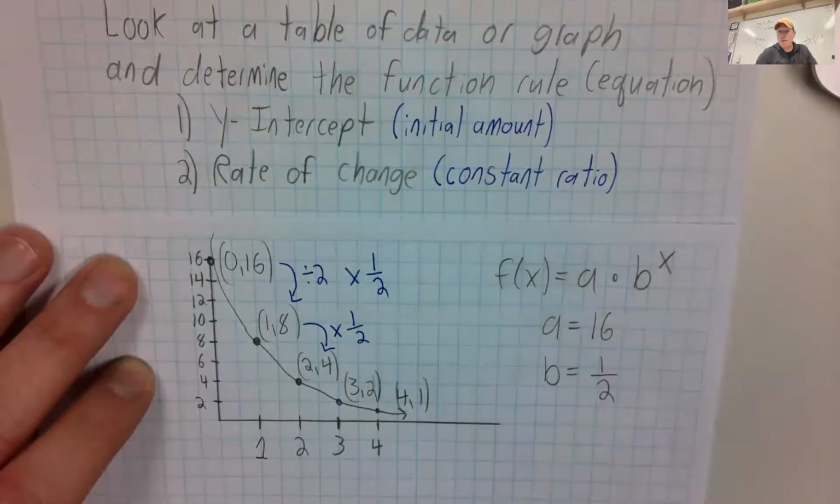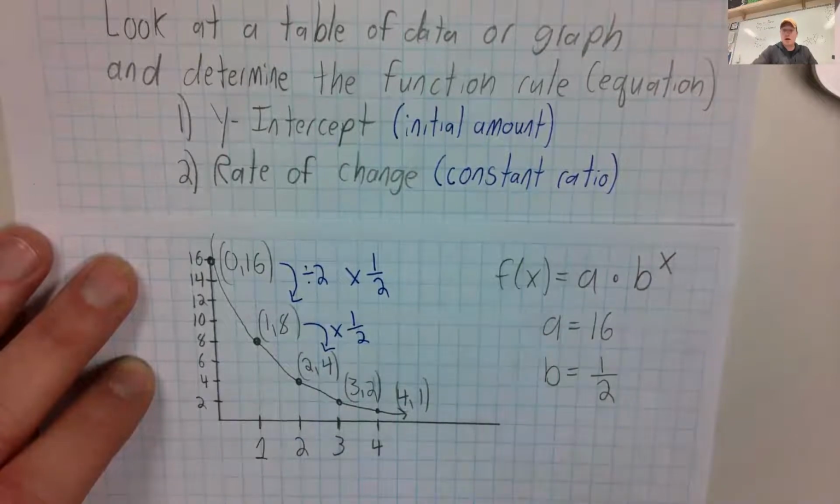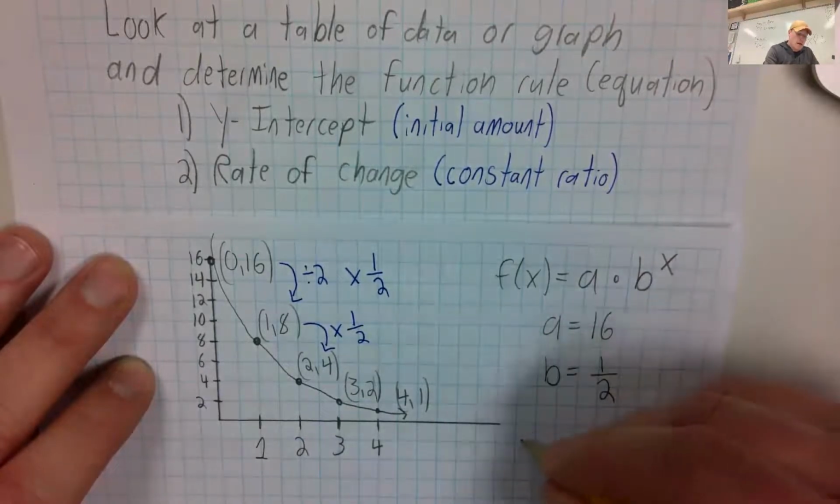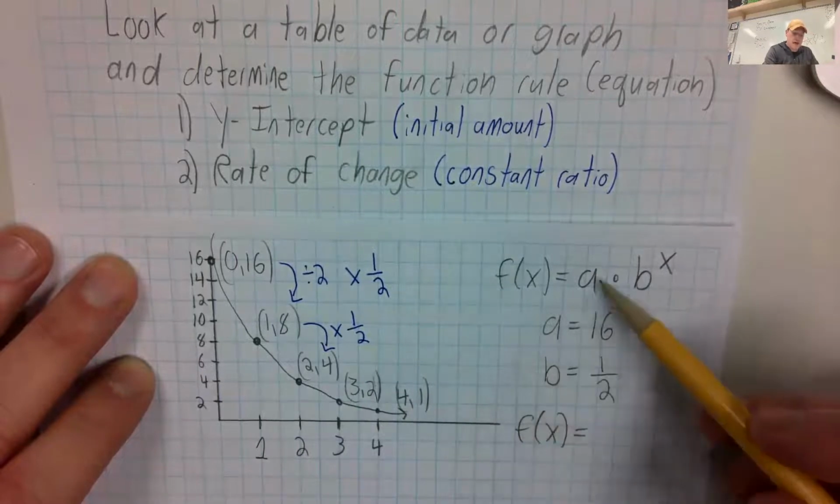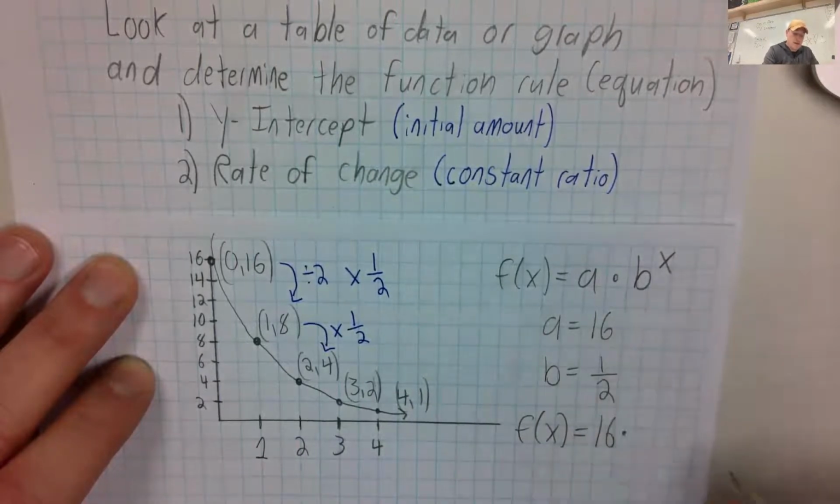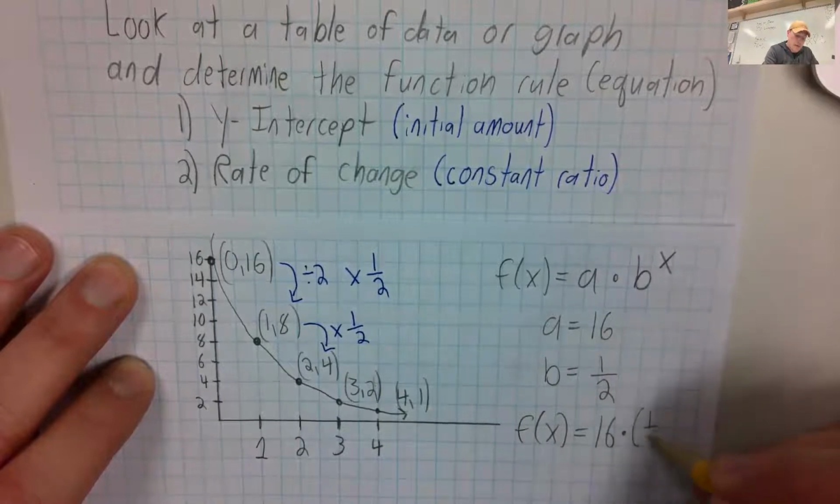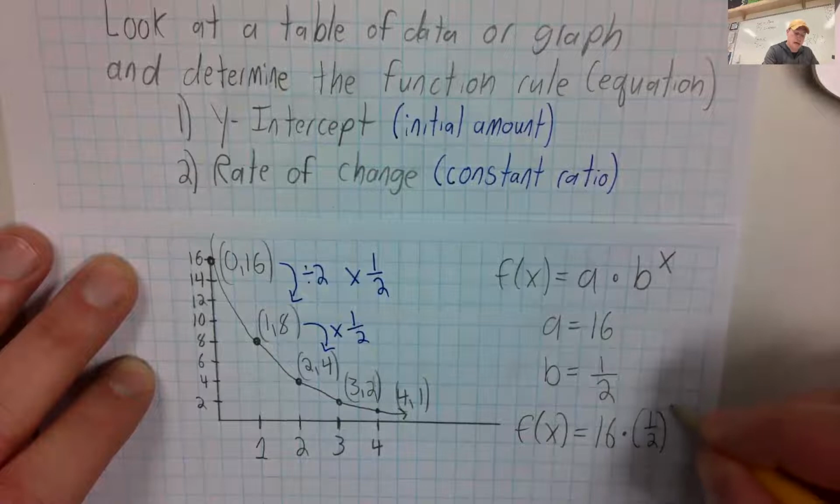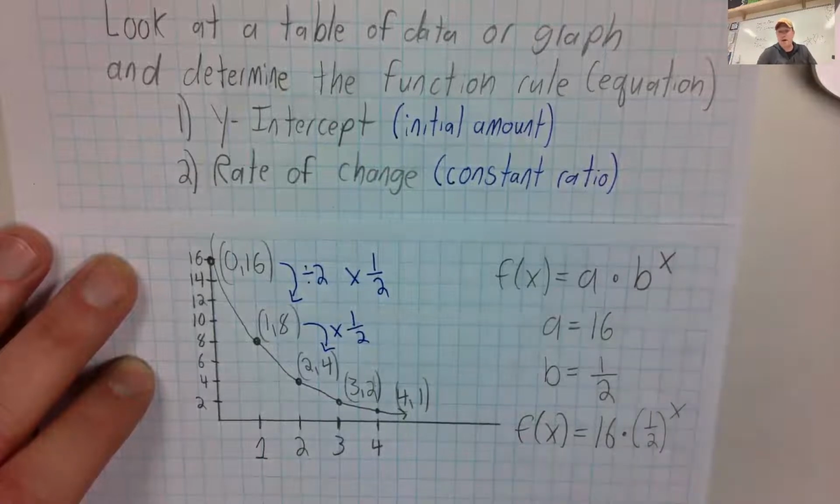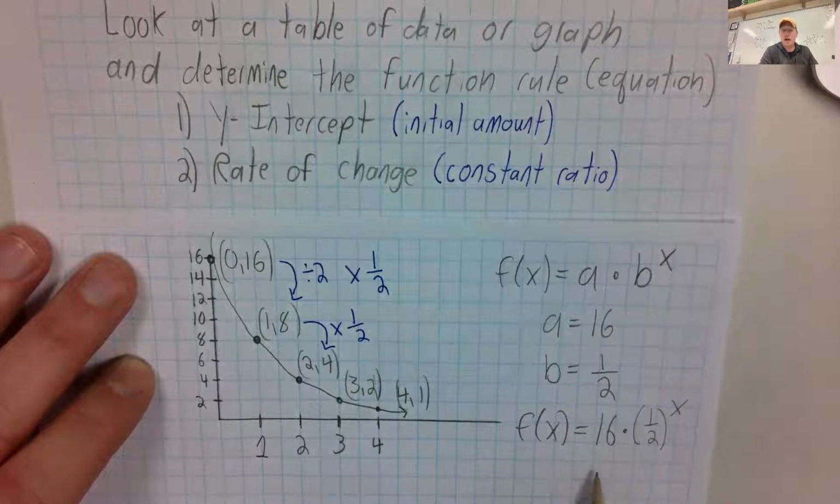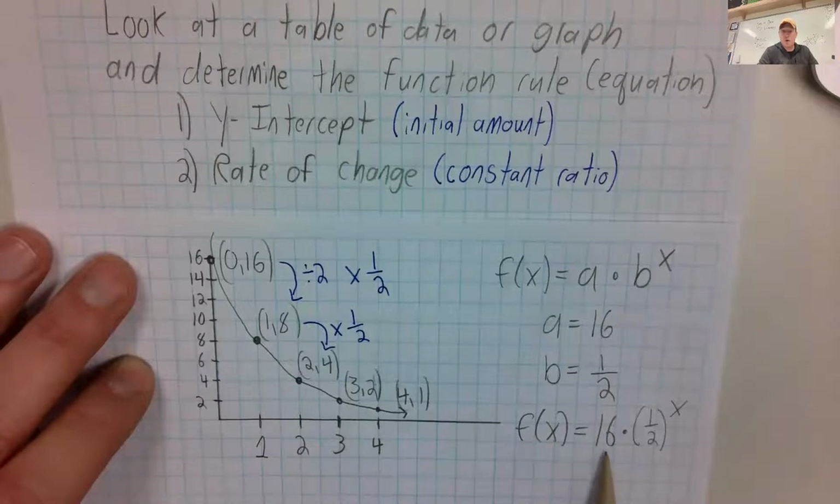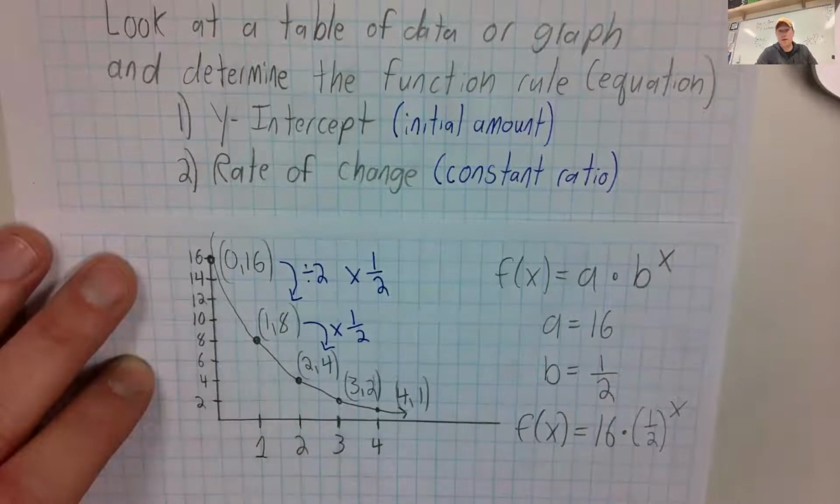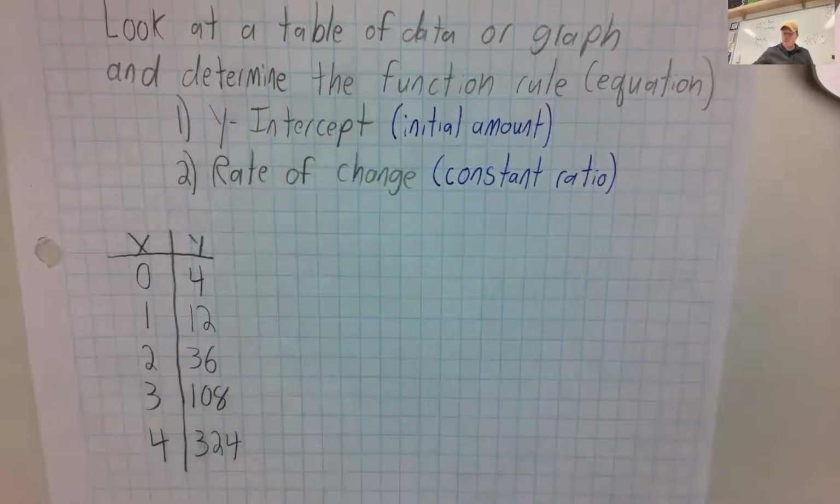And now we have all the pieces we need to fill in this f of x equation. F of x, instead of a, I'm going to plug in 16. And instead of b, I'm going to plug in 1/2. I'm going to put it in parentheses just to make it look nice. And I'm going to raise it to the x power. And that's it. That is my equation that represents this graph. 16 is my y-intercept. 1/2 is the rate of change between all of these points, specifically the y points. Another example problem, then we're done.